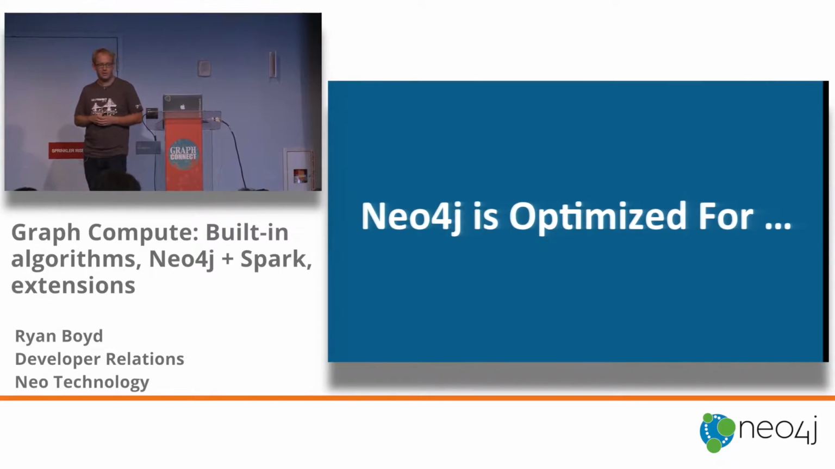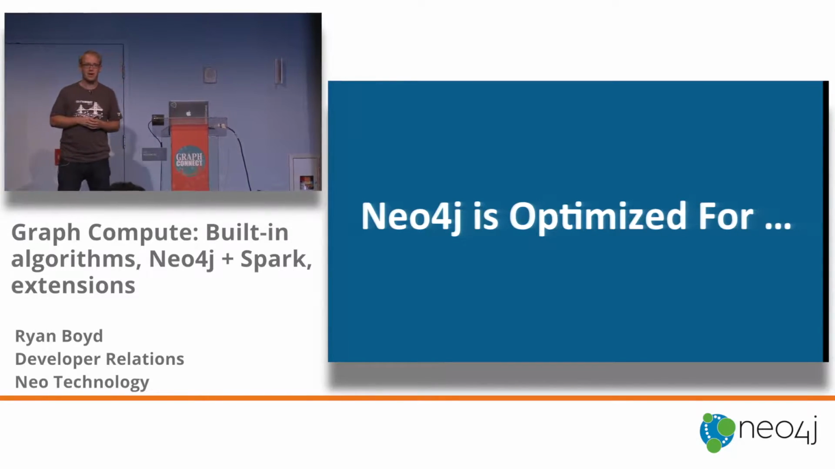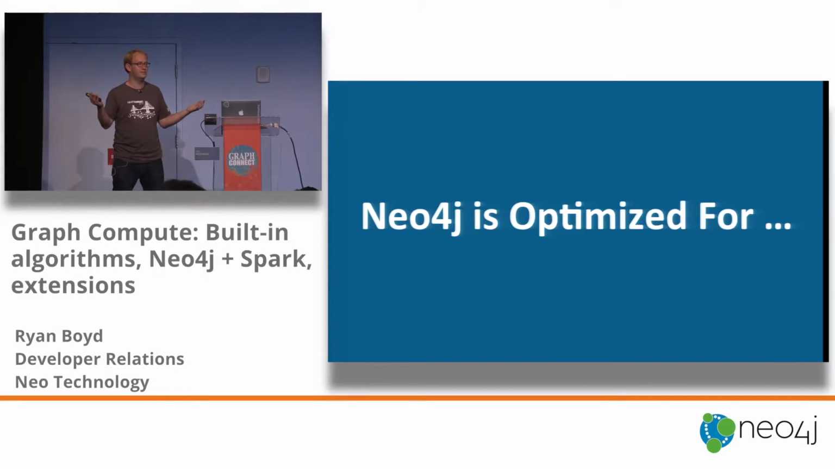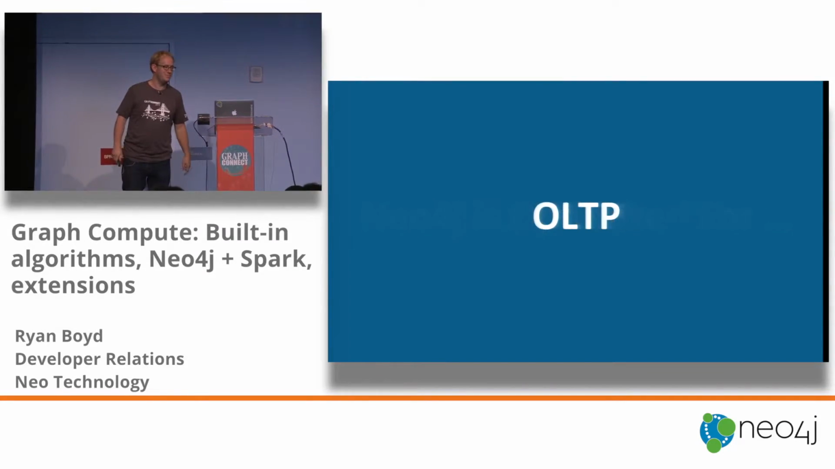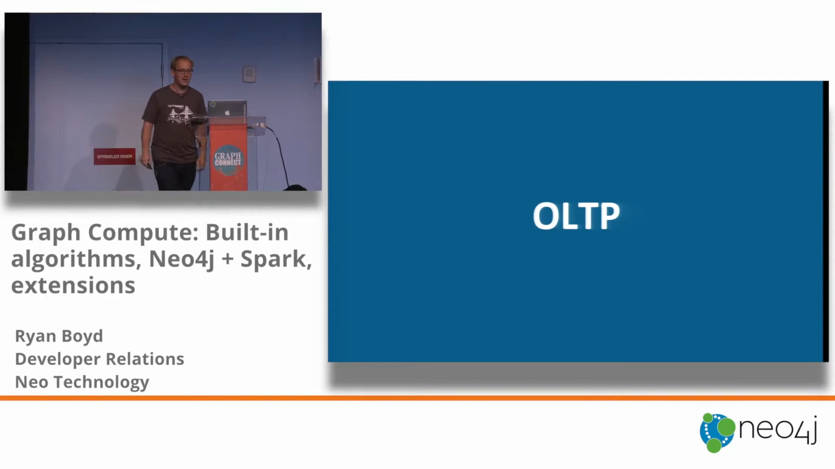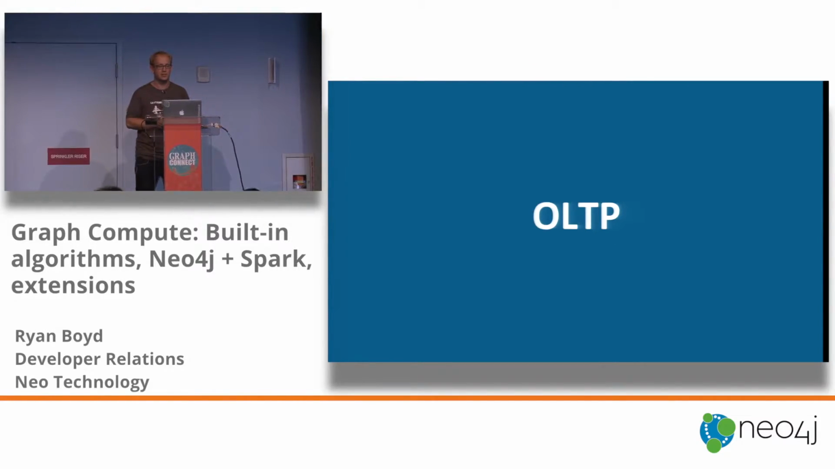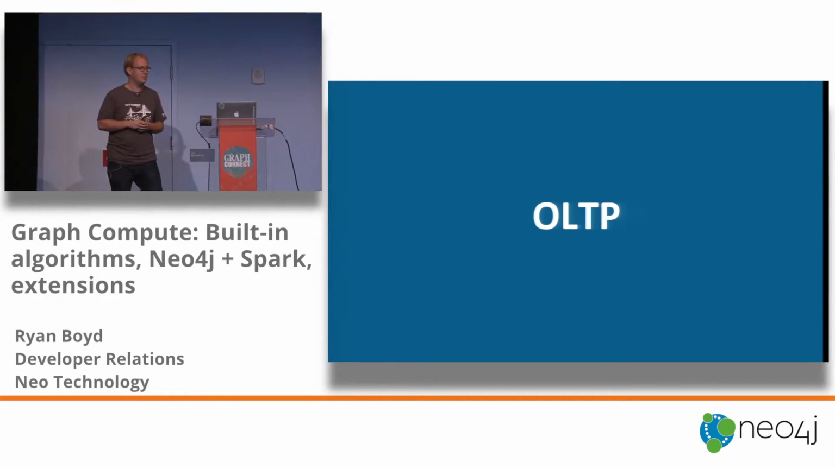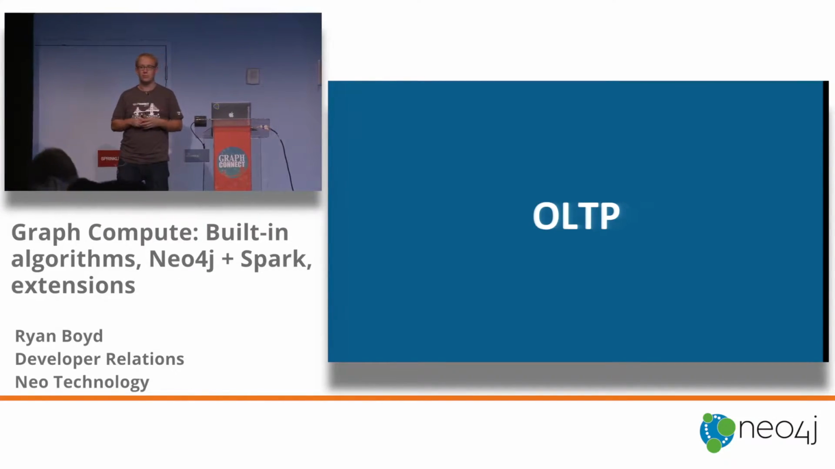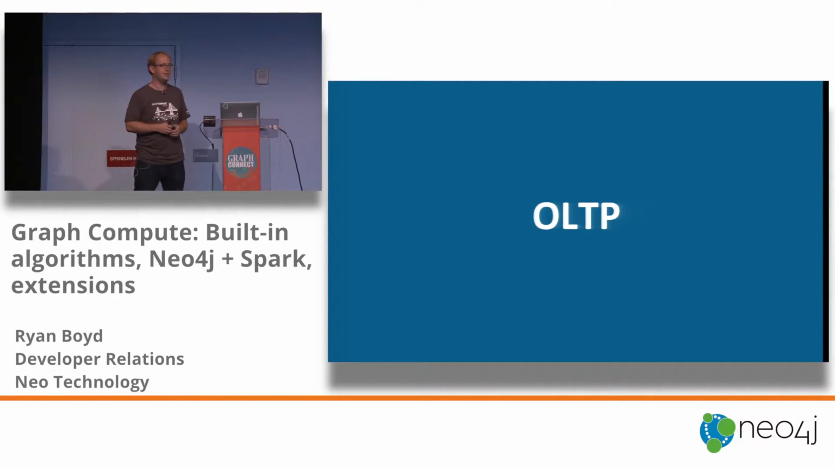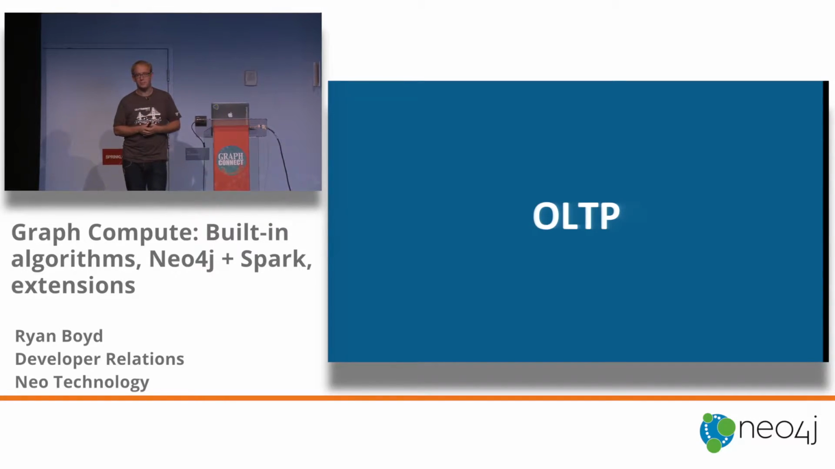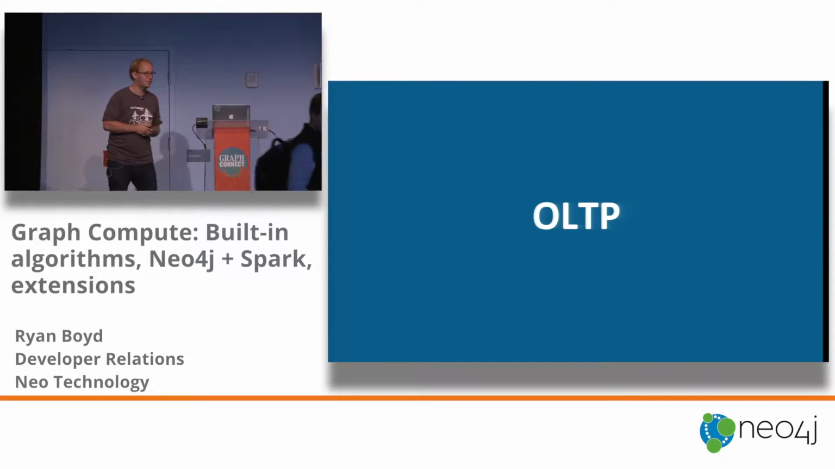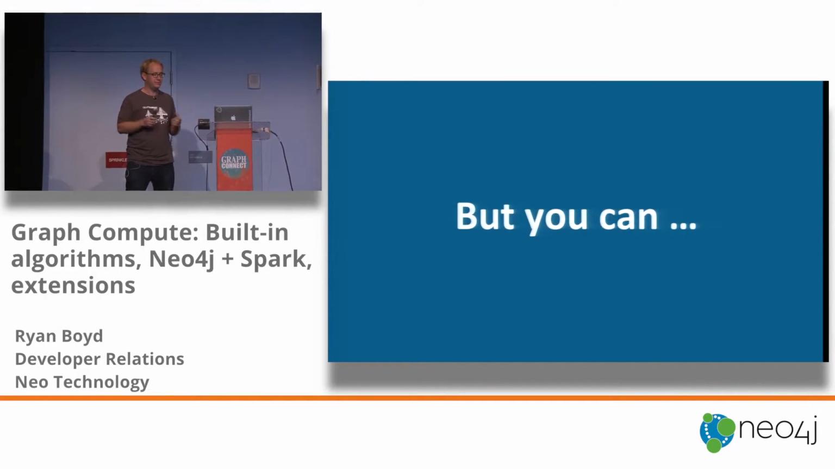So first of all, Neo4j is optimized for what? OLTP. Neo4j is optimized for online transaction processing. We build it as your primary database. We didn't build it with the intention directly of it being used for graph compute or analytics or things like that. That said, a lot of customers and open source users do use it for those things, but that's not where our key architectural decisions are made. But you can do it.